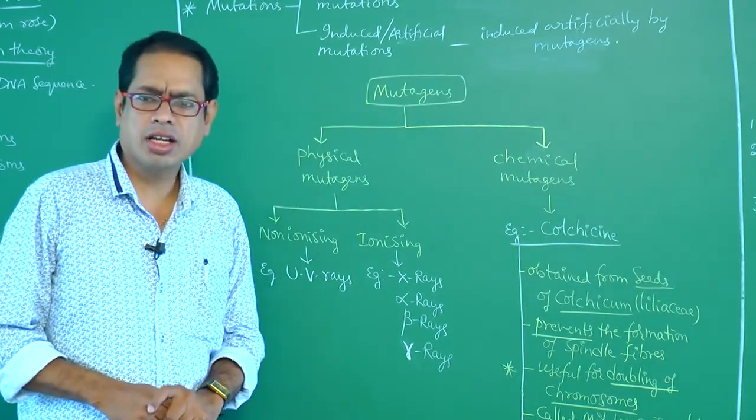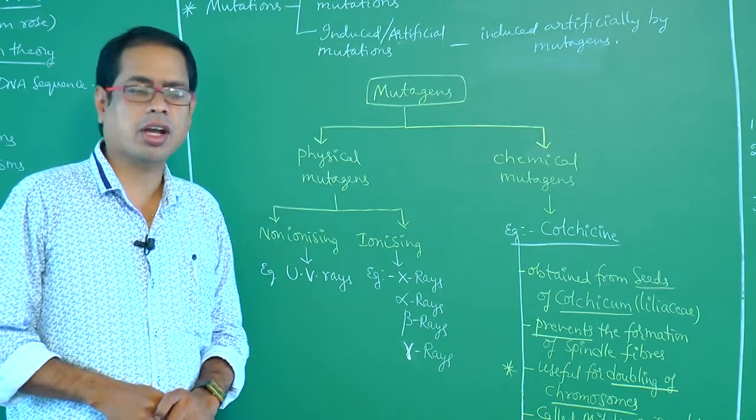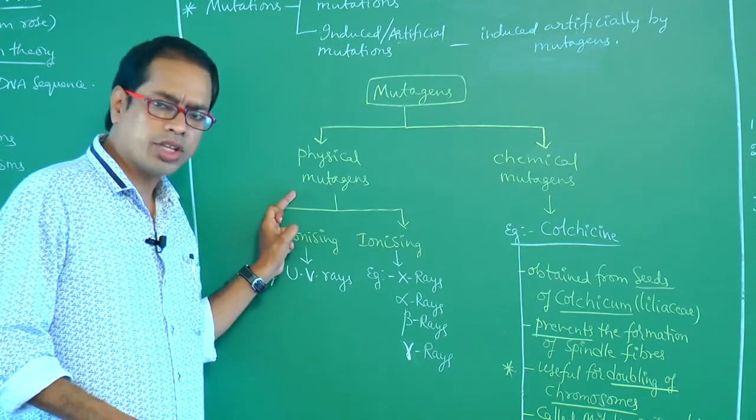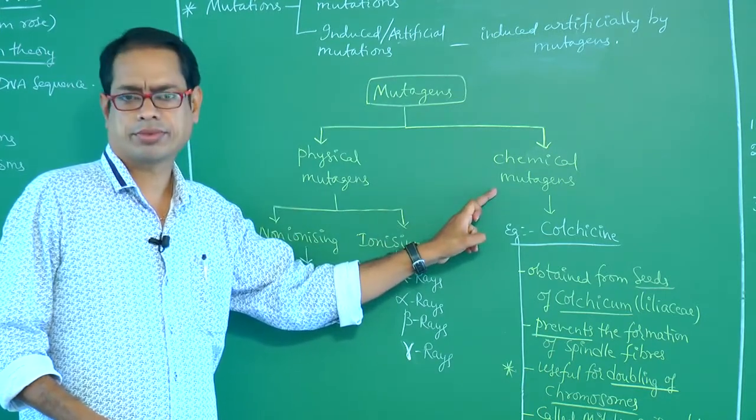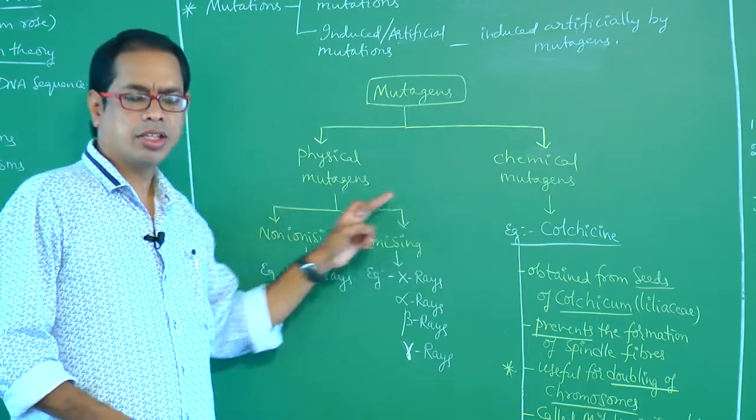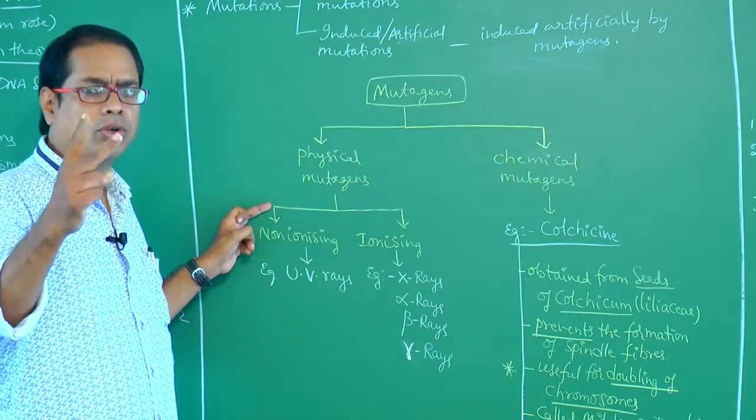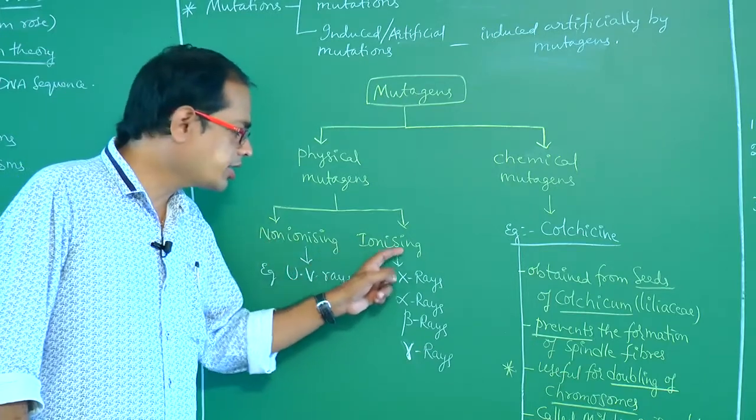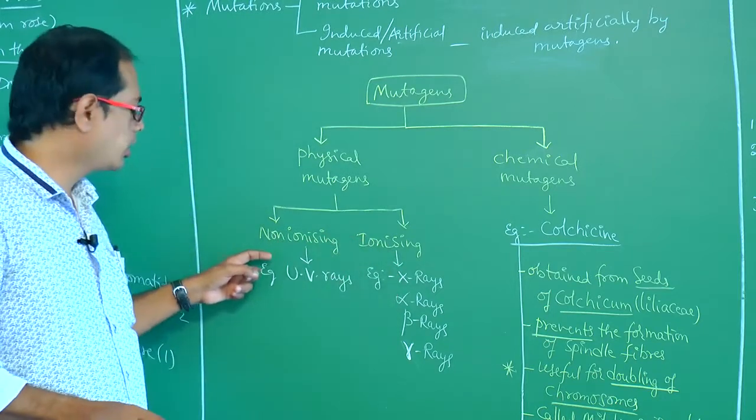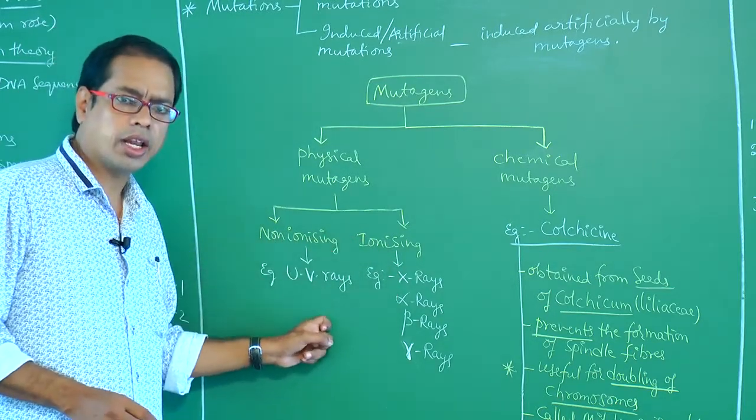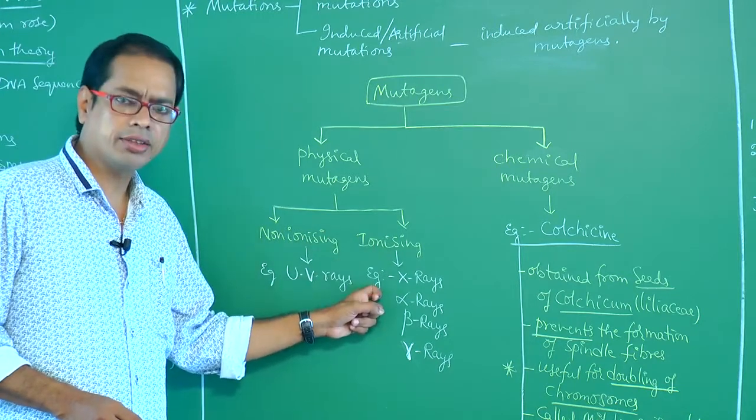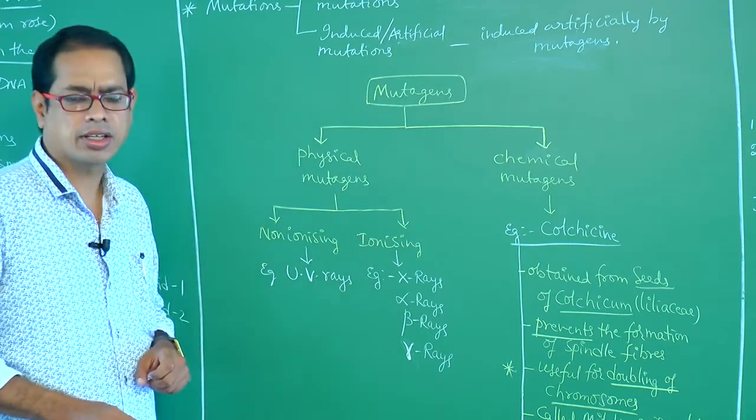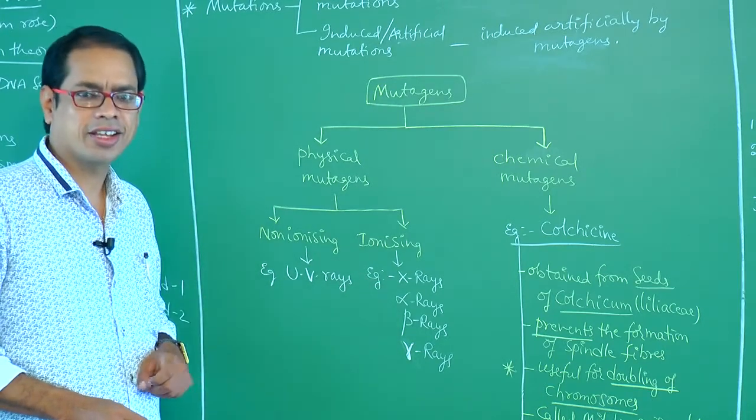Right? The substances that cause mutations are called mutagens. These are of two types: physical mutagens and chemical mutagens. Physical mutagens again are of two types: non-ionizing and ionizing physical mutagens. Examples: non-ionizing, ultraviolet rays; ionizing, that is X-rays, alpha rays, beta rays, gamma rays.